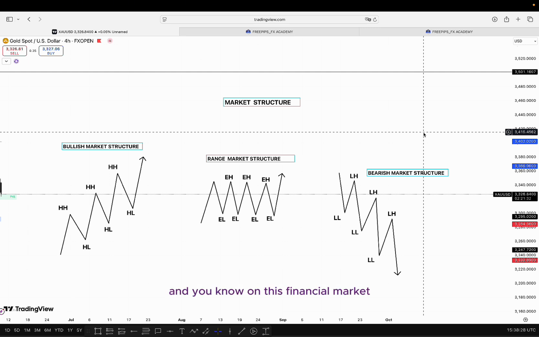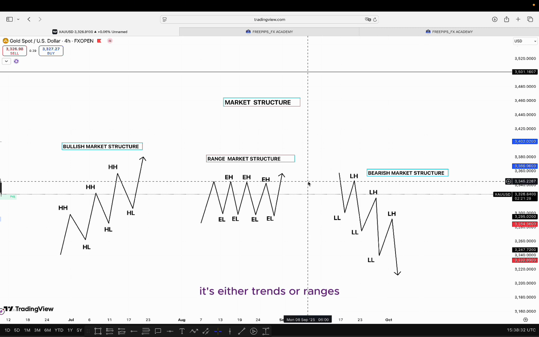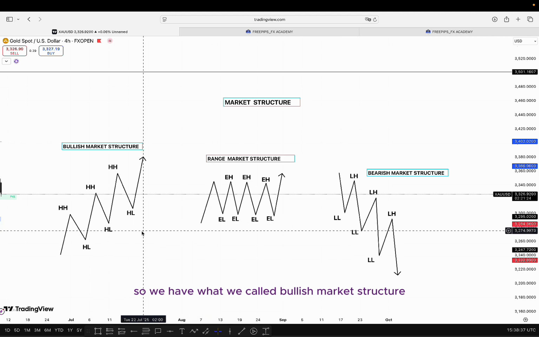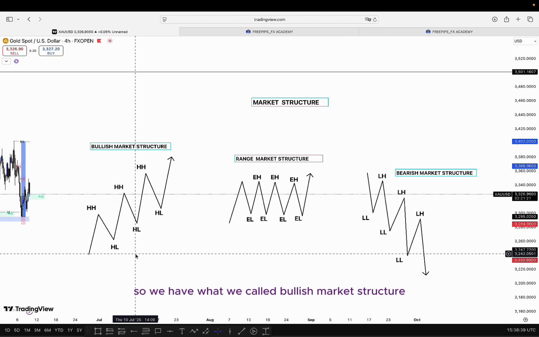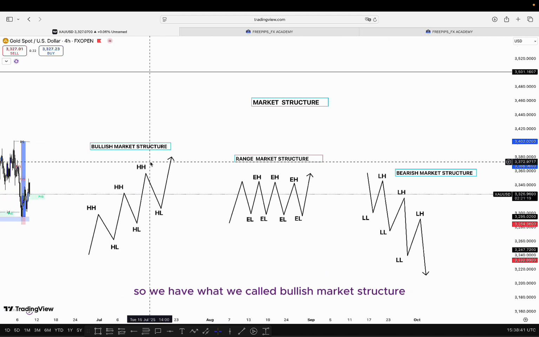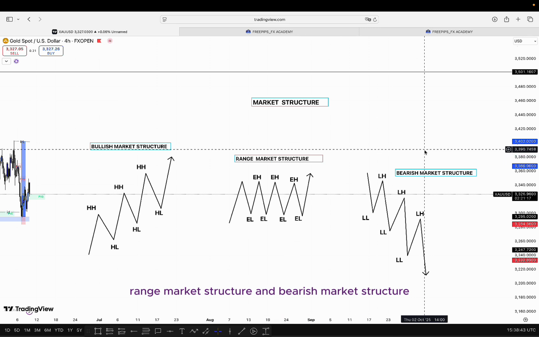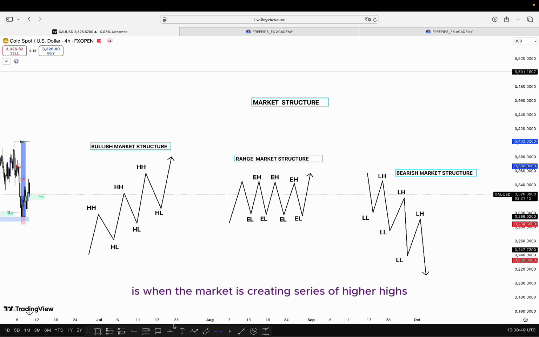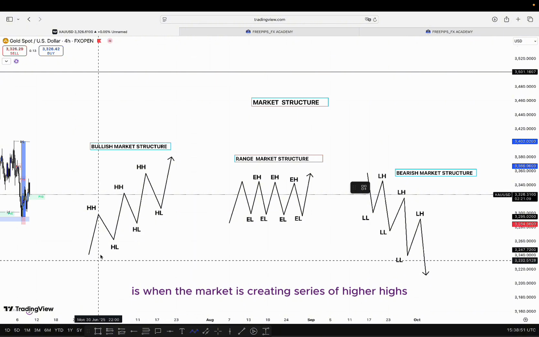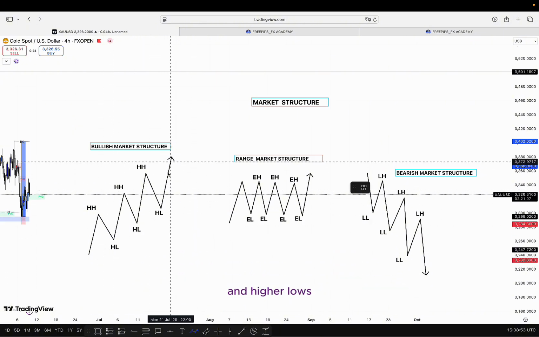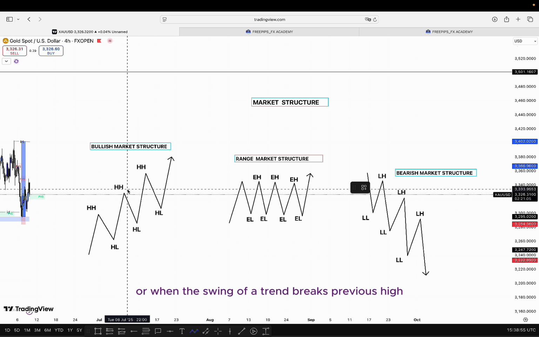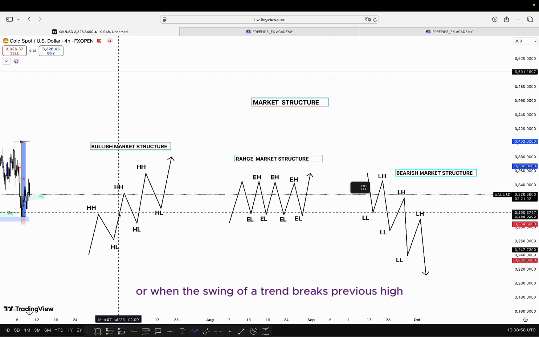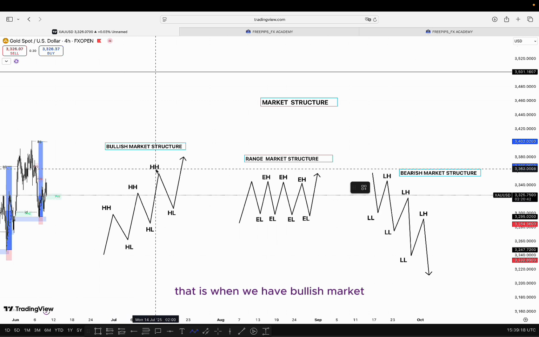In the financial market, the market does two things. It either trends or ranges. So we have what we call bullish market structure, range market structure, and bearish market structure. What is bullish market structure? It is when the market is creating a series of higher highs and higher lows, or when the swing of a trend breaks the previous high. That is when we have a bullish market.